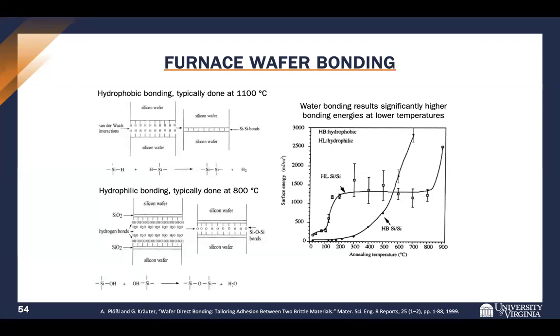There's also hydrophilic bonding, which uses water at the interface between the 2 wafers. So you would place water between the 2 wafers, and then you have hydrogen bonds form. And then at roughly 800 degrees Celsius, you'll form silicon-oxygen-silicon bonds. This also bonds the wafers, and typically results in higher bonding energies at lower temperatures.